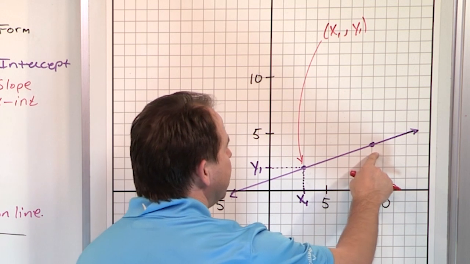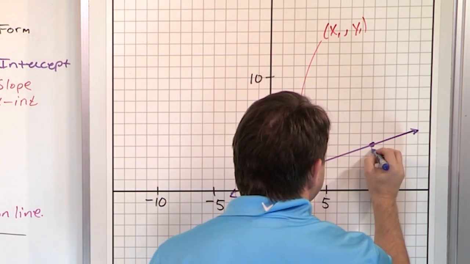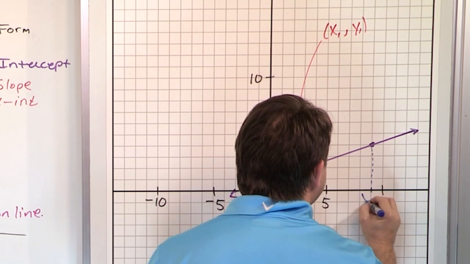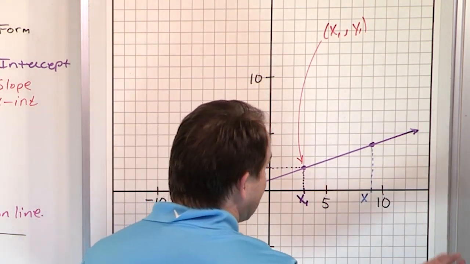Now I have another point. What do you think I'm going to do with this one? Let's go down here and say, well, whatever this point is, it's going to have some x value. I'm going to call this x. I'm not going to call it x2, but I could call it x2. I'm just going to call it x.